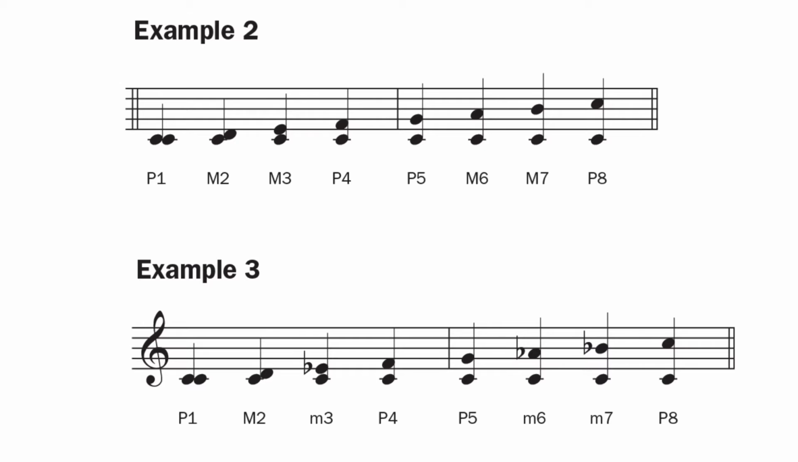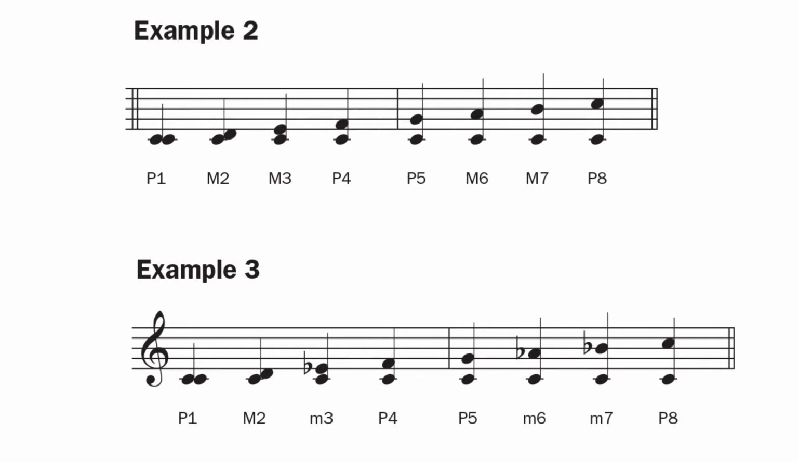So the major and minor intervals are the 2nd, 3rd, 6th, and 7th. Both major and minor scales have a major second. You can see that looking at both examples 2 and 3, that C to D is in both the major and the minor scales. What you will notice is that the 3rd, 6th, and 7th scale degrees are different.